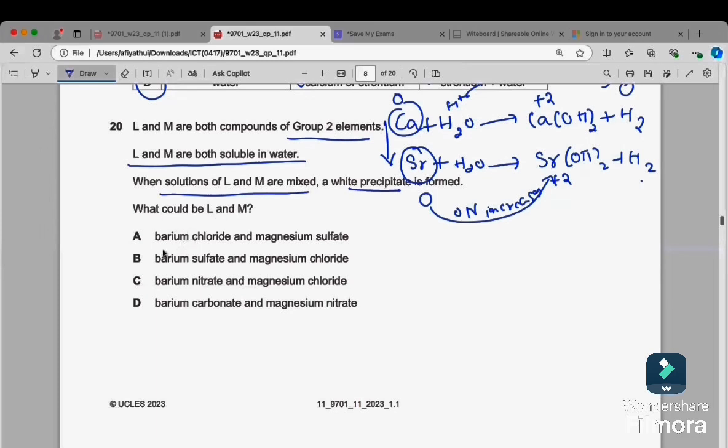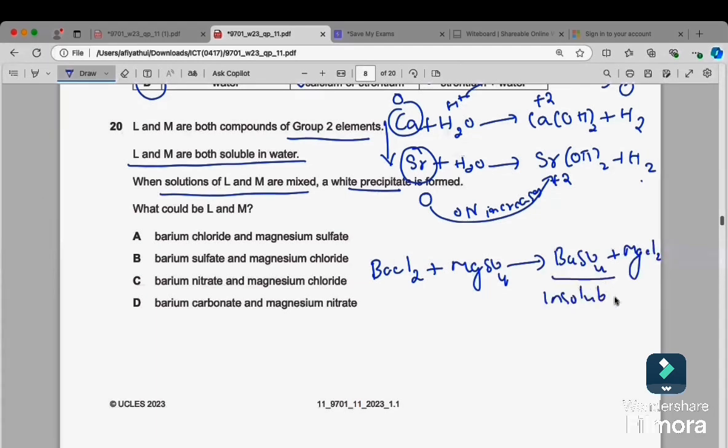So let's go with the first option, which is barium chloride with magnesium sulfate. When you react, it will form barium sulfate and magnesium chloride. So the barium sulfate is insoluble and it is the white precipitate. And you also need a white precipitate. A white precipitate is formed. So the correct option should be A.